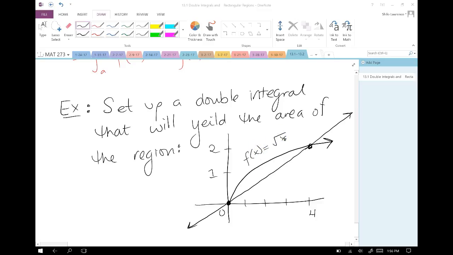We are going to try to set up a double integral that will give us the area for this region. We've got f of x equals the square root of x. It goes through the points 0, 0, and 4, 2. And then we've got a straight line that goes through 0, 0, and 4, 2, which is g of x equals 1/2 x.